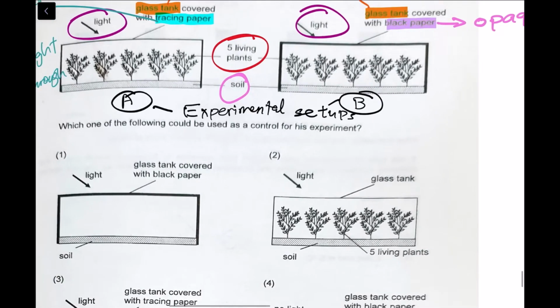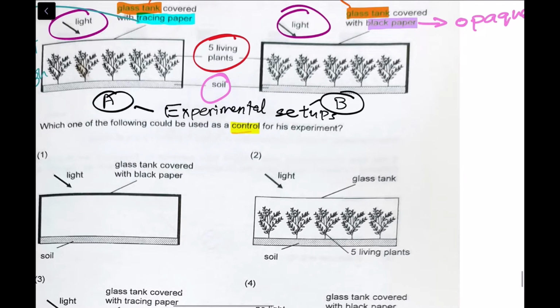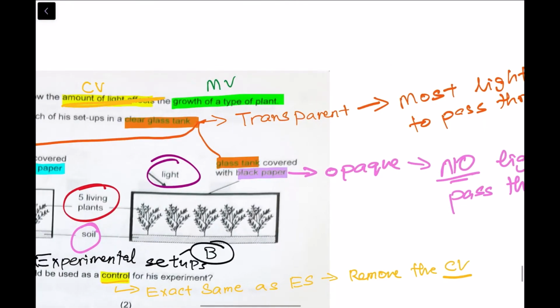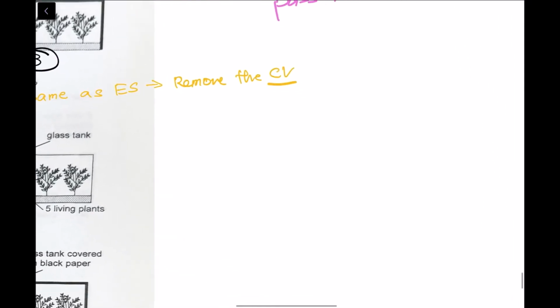The question is, which one of the following could be used as a control for his experiment? So what is a control setup? A control setup is basically the exact same as an experimental setup. The control setup is the exact same as your experimental setup, but the only difference is that it lacks a changed variable, meaning that we remove the changed variable. In this case, the changed variable is the amount of light.